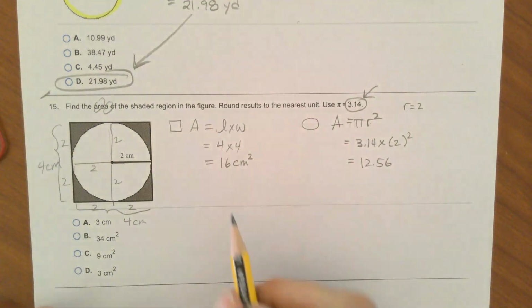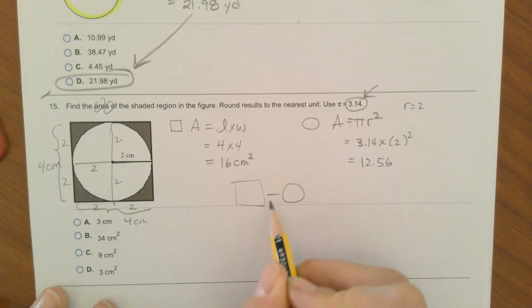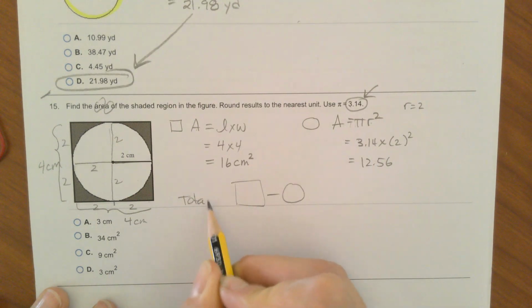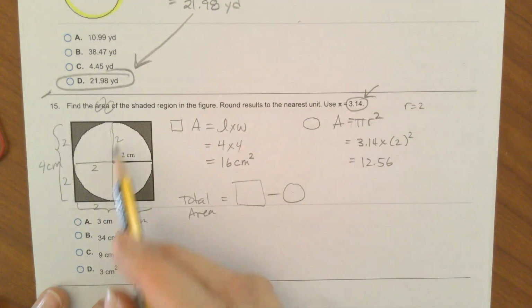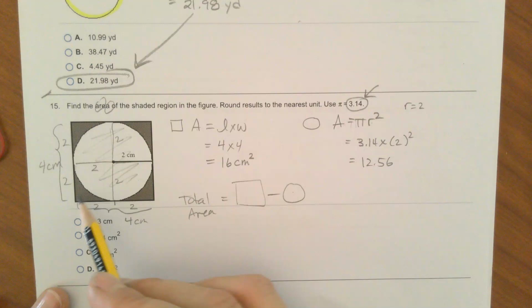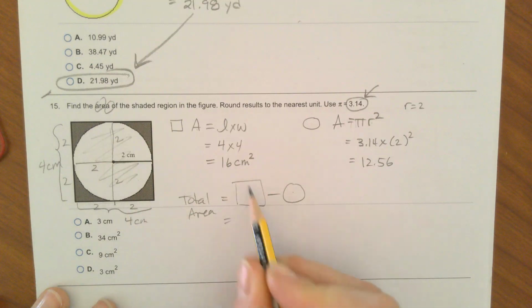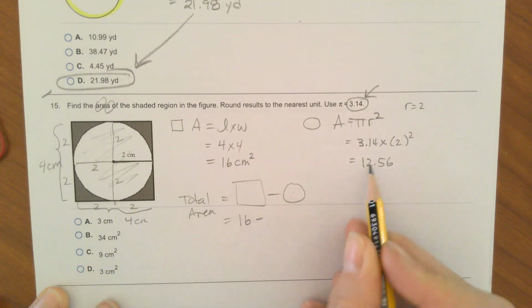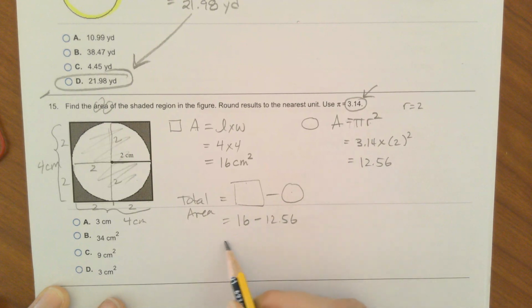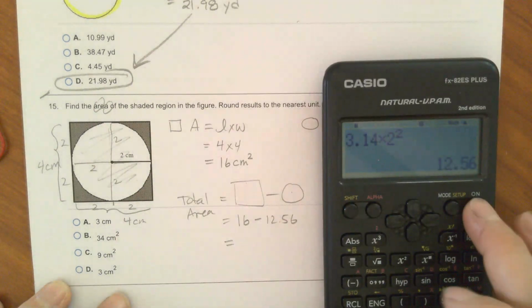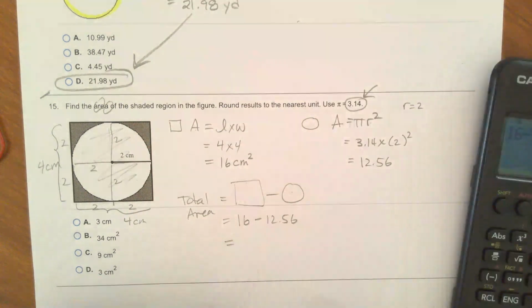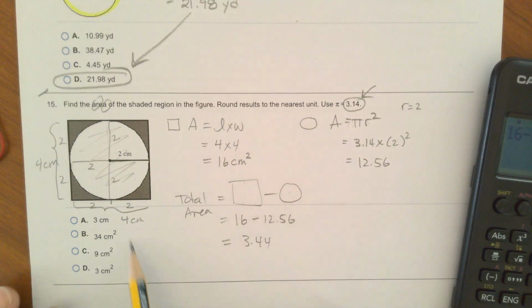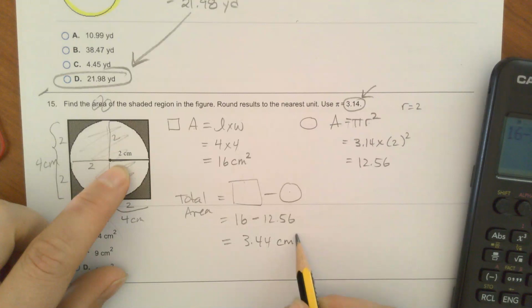12.56. So now I have to take my square and take out the circle because that's a hole there. I'm only trying to find the shaded area. So my square is 16, my circle is 12.56, and my answer, 16 minus 12.56, 3.44. Oh, nothing is there. Just write area, so it's centimeters squared.